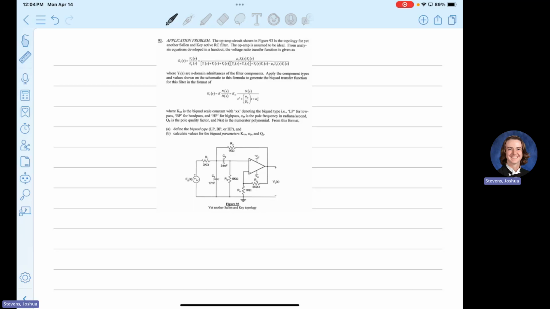So K in the S over the denominator, which is going to be S squared plus omega P over QP times S plus omega P squared. That's important. Where KXX is the biquad scale constant with XX denoting the biquad type, i.e. LP for low pass, BP for band pass, and HP for high pass. Omega P is the pole frequency in radians per second, QP is the pole quality factor, and NS is the numerator polynomial. For this format, A, define the biquad type as low pass, band pass, or high pass, and calculate the values for the K, XX, omega P, and QP.